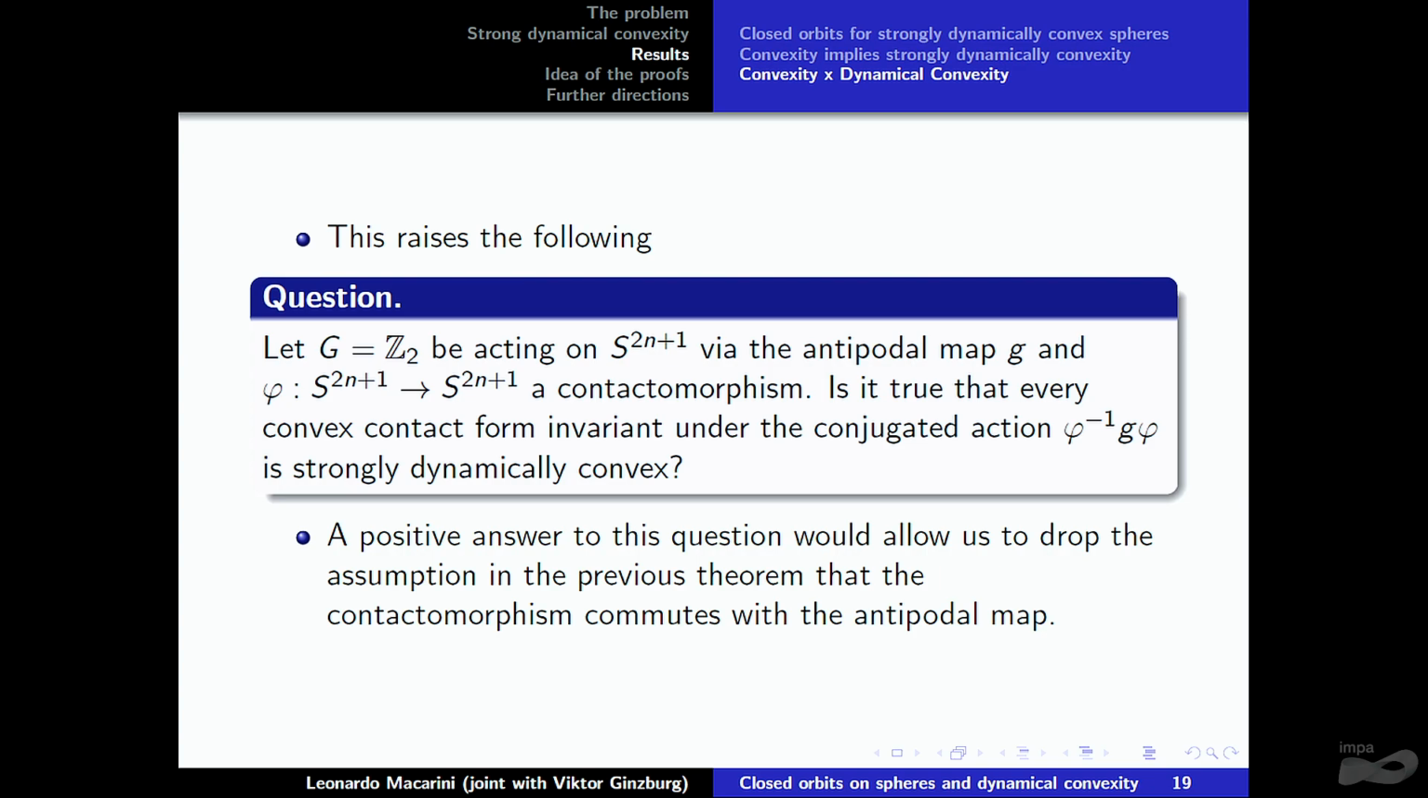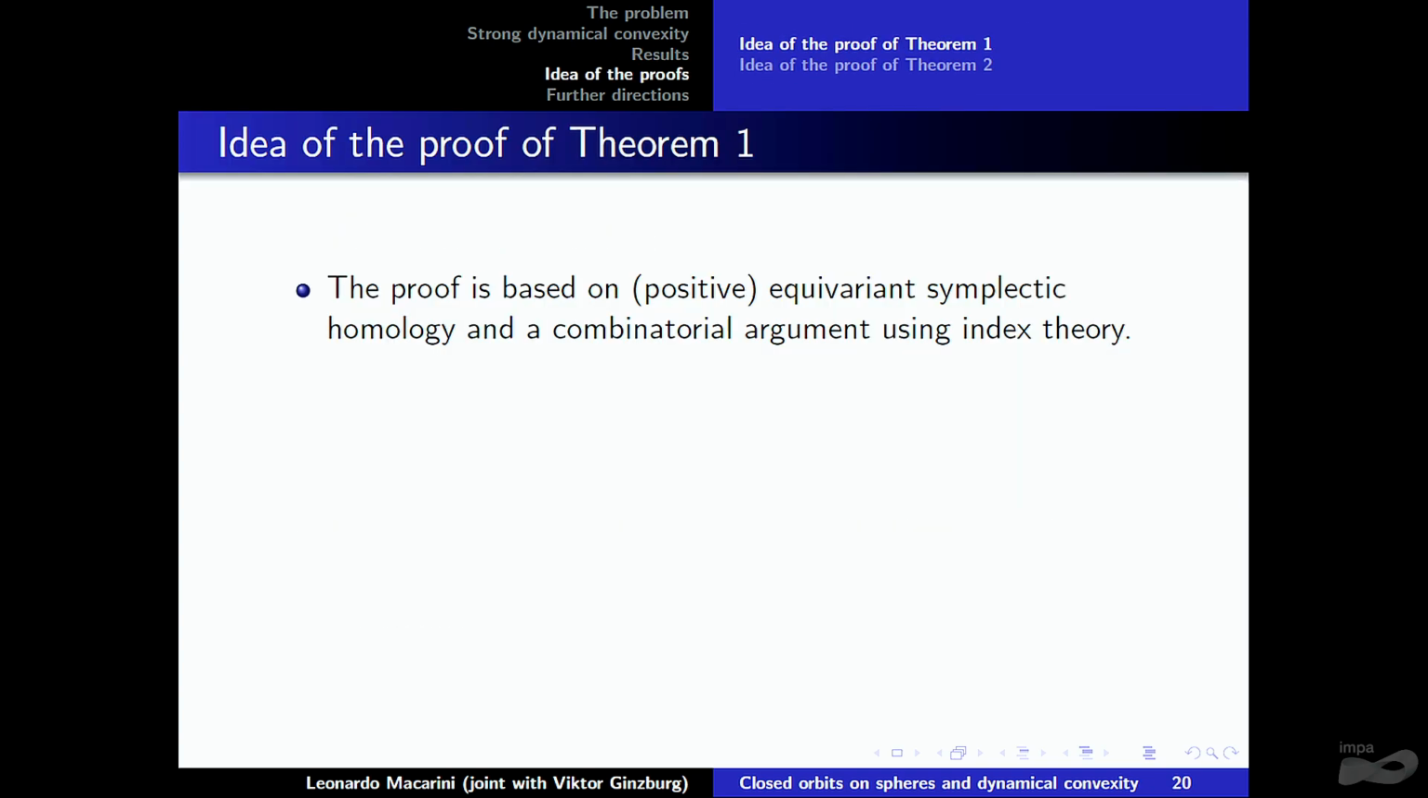So these are the results. Now let me give you an idea of the proofs. First, the proof of theorem 1. Well, you asked before, what are the tools in the proof of the lower bound of the simple periodic orbits in the convex case, right? And I said that you use variational methods and index theory.